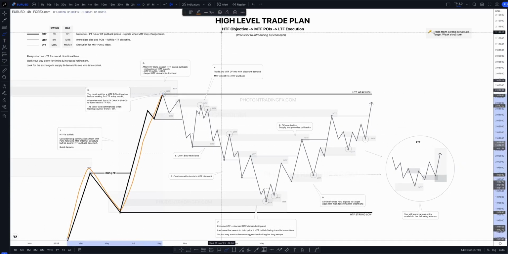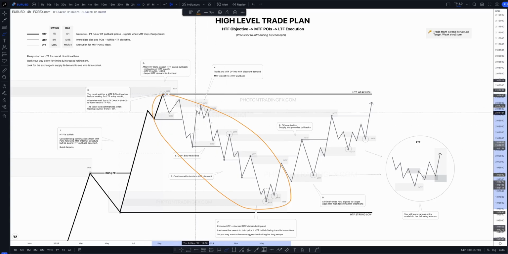When I say you want to know what the objective is and what the narrative is, it simply just means, are we currently in the pro trend run phase? Are we currently in that pro trend leg, or are we currently in that higher time frame pullback phase, the counter trend pullback phase?